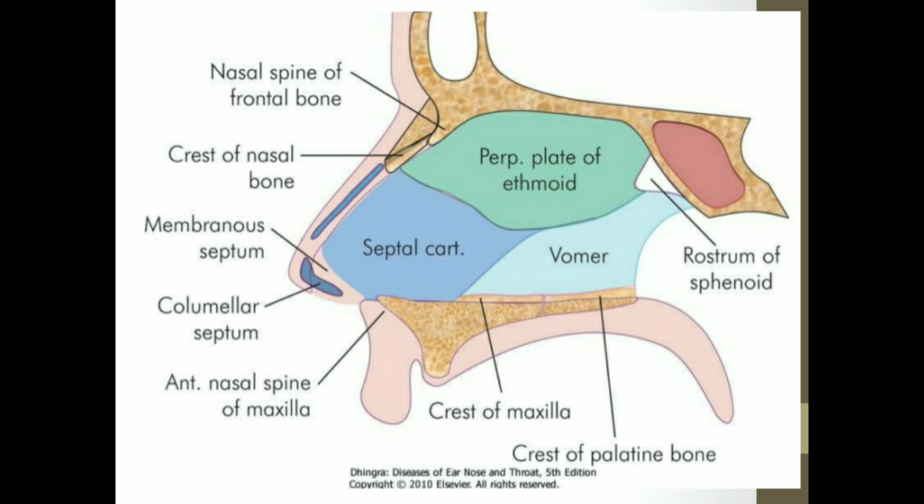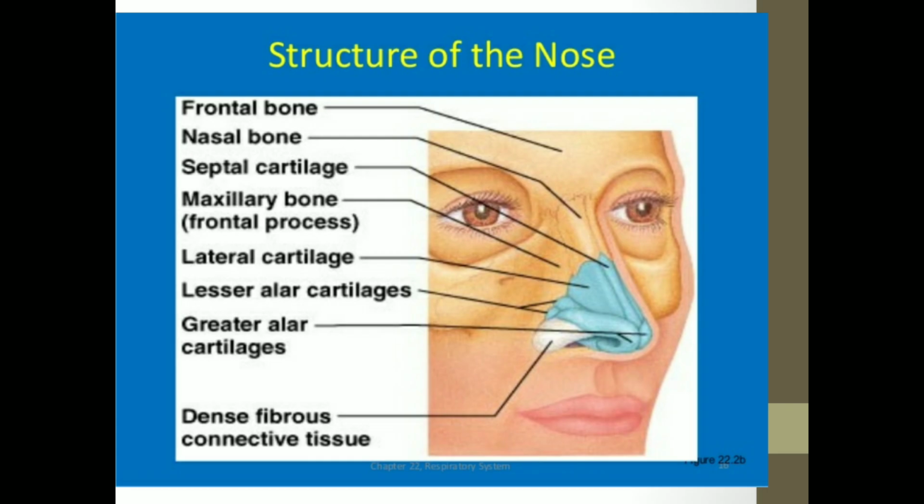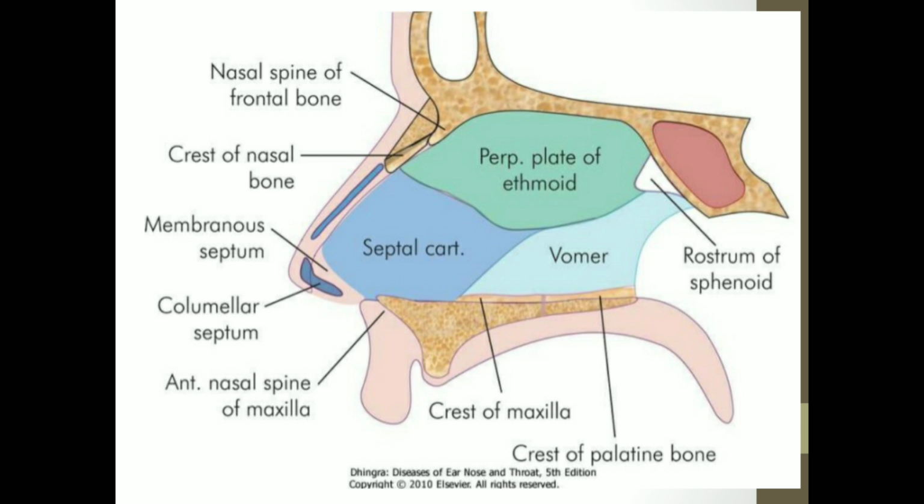The cartilaginous part is formed by the septal cartilage and one more, the septal process of inferior nasal concha. Then, the anteriormost part of the nasal septum is made up of fibrofatty tissue and is mobile. This part is called the columella. So, these are the parts of the nasal septum.